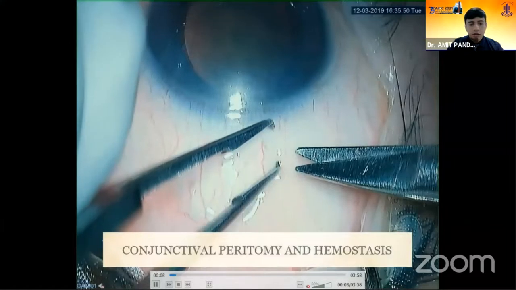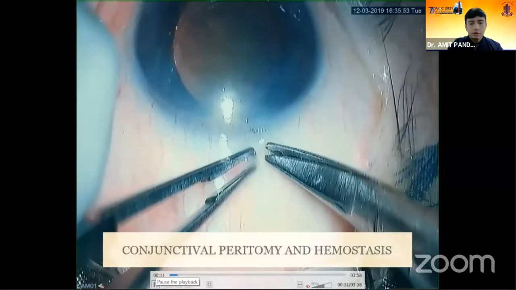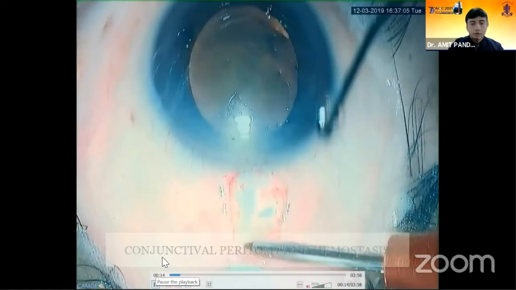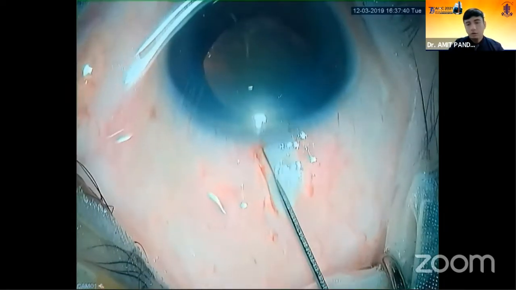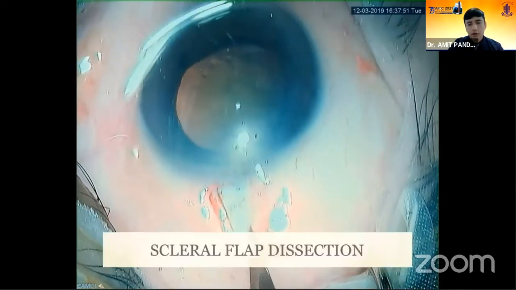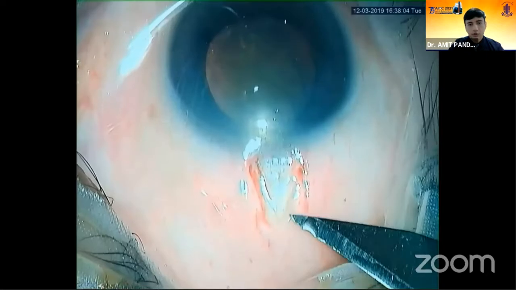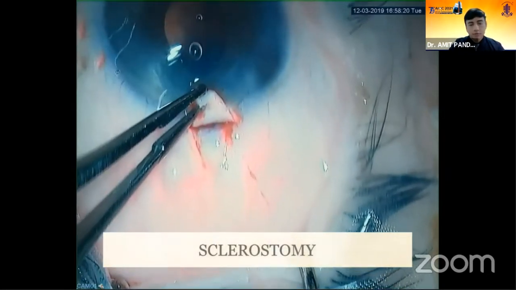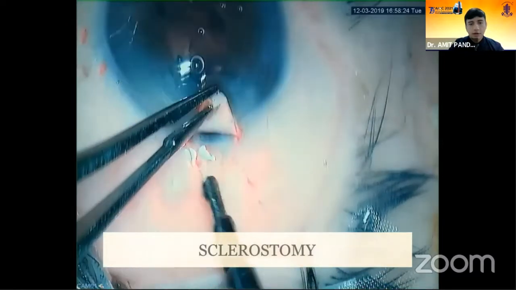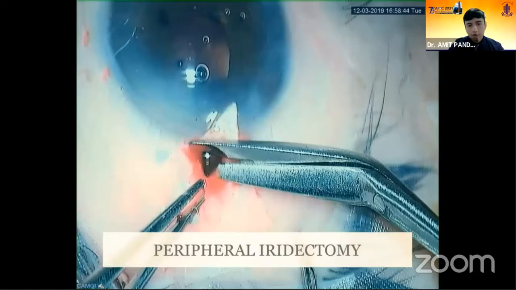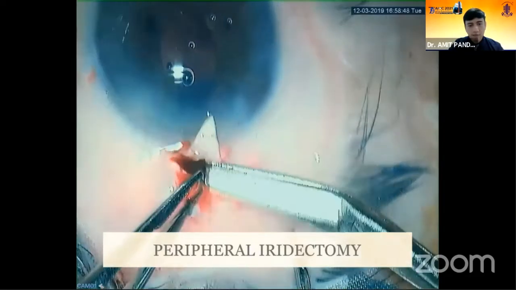As in any trabeculectomy, it starts off with the conjunctival peritomy and hemostasis. Every step is important. I also make a triangular scleral flap of around 4 by 4 mm in dimensions, and the sclerostomy is completed. After that, a peripheral iridectomy is done, as in any surgery that we do. The difference starts off when we start closing the scleral flap.